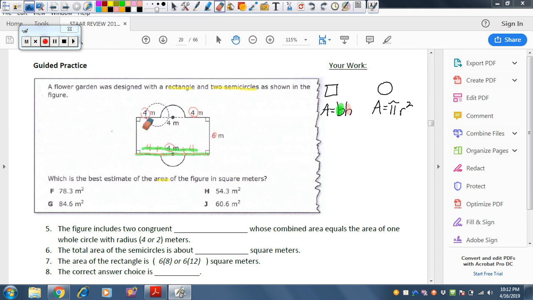When you're done with that, your circle, you can use 3 for pi, unless it's a griddable. But your radius, is your radius 4? Careful, because your radius is 2. So be careful.